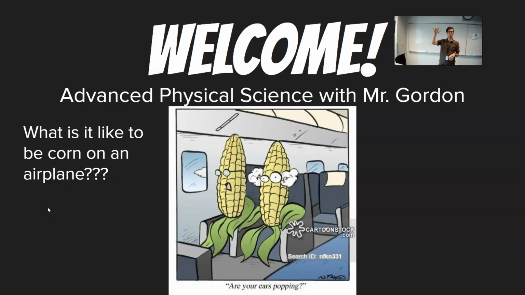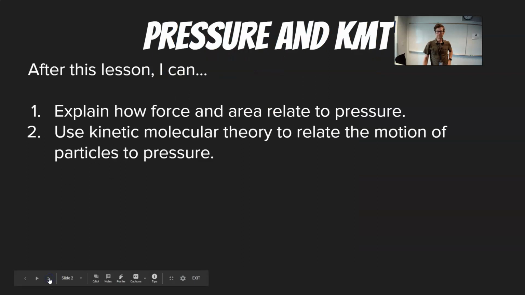You know, when you go up in an airplane, the pressure is changing. And we're going to first start by figuring out what pressure is and then relate it to what's going on with molecules in substances, especially gases. So after this lesson, you should be able to explain how force and area relate to pressure, and then use kinetic molecular theory to relate the motion of particles to pressure. So that's what we're trying to get across.